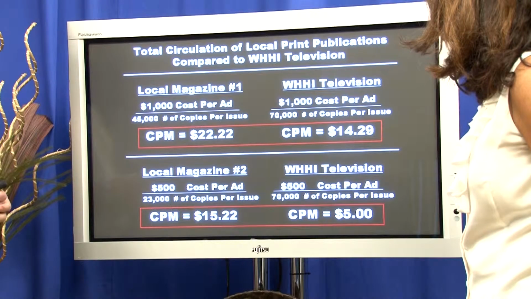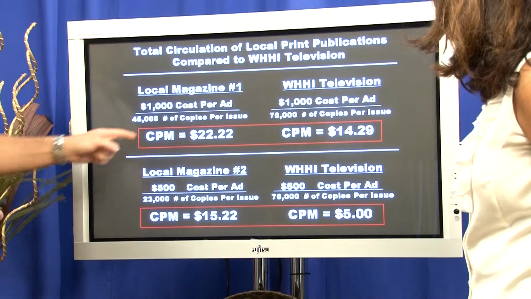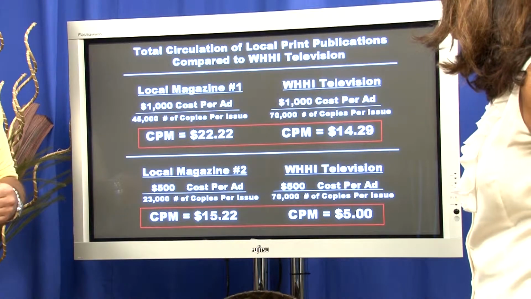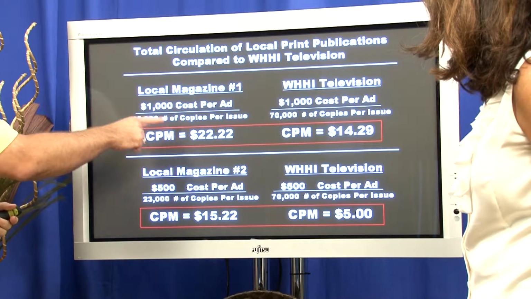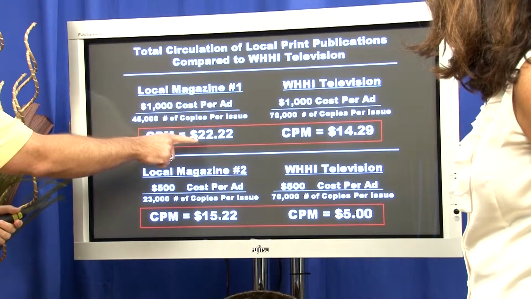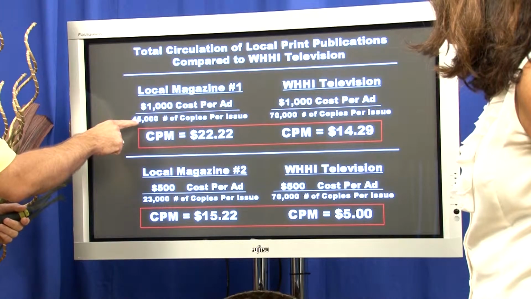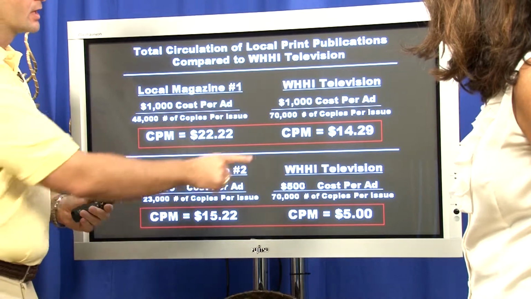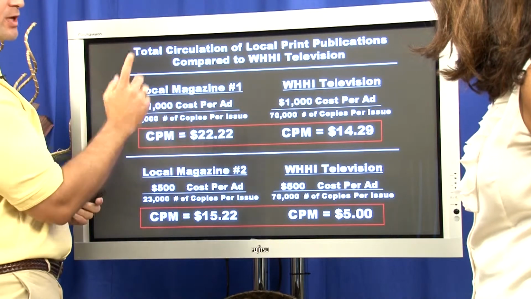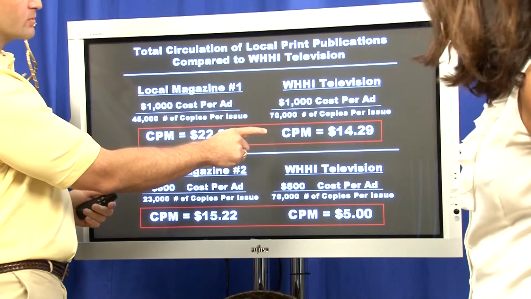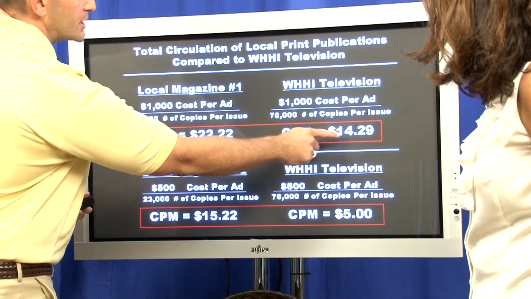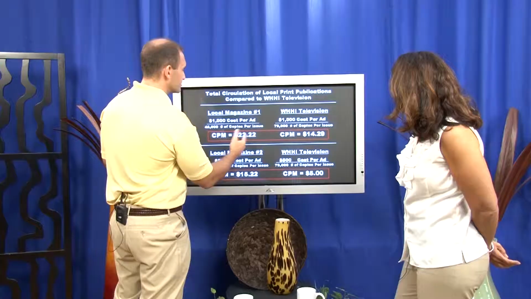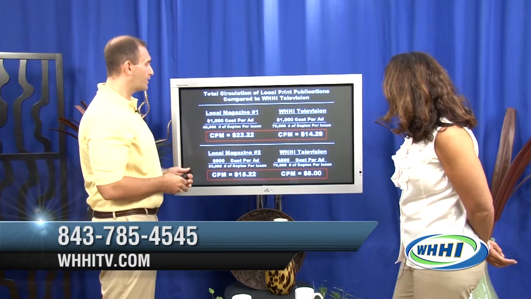This is based on a monthly basis. And if you did the $1,000 divided by the circulation, your cost per thousand would be $22.22. So every 1,000 of these people, you paid $22.22 to reach. With WHHI, that same $1,000 reaching 70,000 homes, not just once a month, but every day, 24 hours a day, 7 days a week, is $14.29 when you do the same division. Right. So on cost per thousand, we're a much better buy.